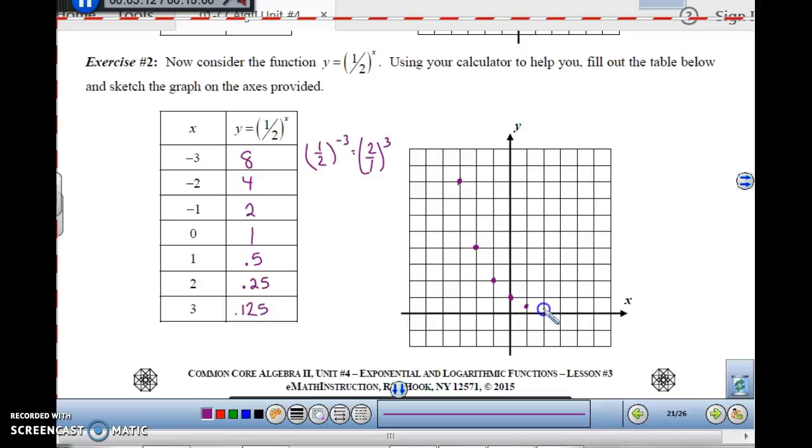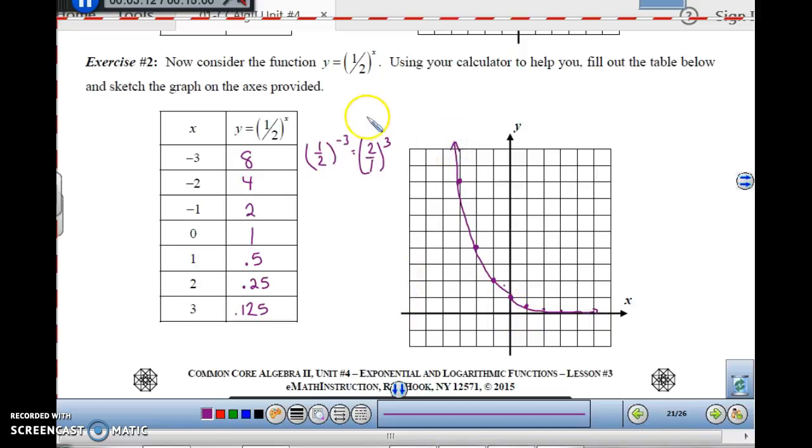2 is at 1/4, or 0.25, and 3 is at 1/8. It should be right about there. And then drawing your line down, it should be a nice curve, or as close to a curve as you can draw, which I'm not good at drawing. Whoops. Get that last section right there. Okay, so there is my curve, like so.